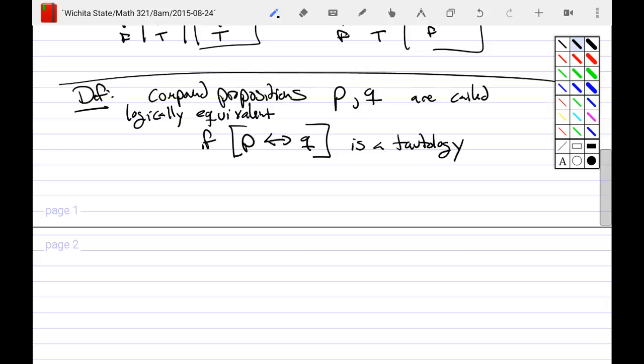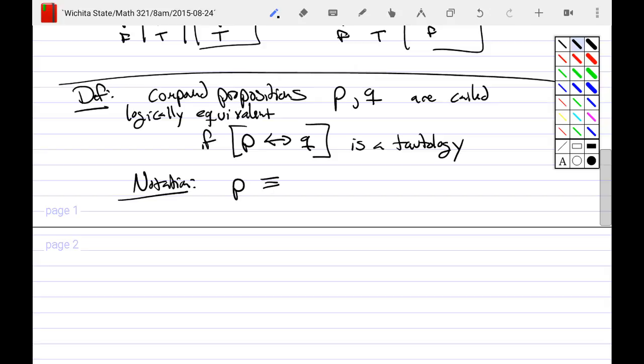The left is true when the right is true. The left is false when the right is false. That's exactly what I wanted. If they're true in the same places and false in the same places, the biconditional checks that. It ends up saying, yes, it's absolutely true. Then we're done. They're logically equivalent, and we use the following notation.